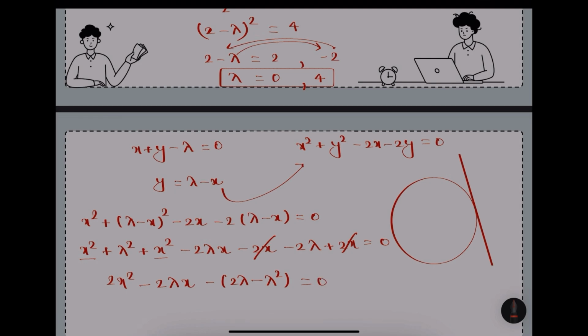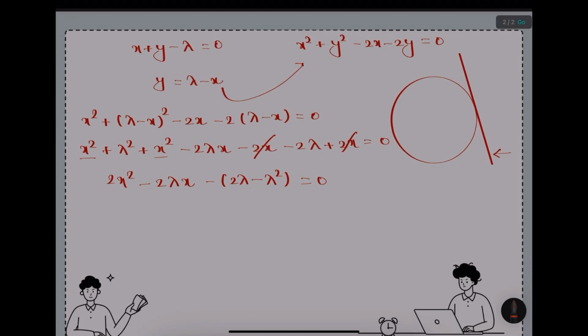Now you know this straight line is touching. Touching means one real root. And since it is a quadratic, it is real and equal roots. So what we have to do is make D equal to 0. So it is b square minus 4ac.